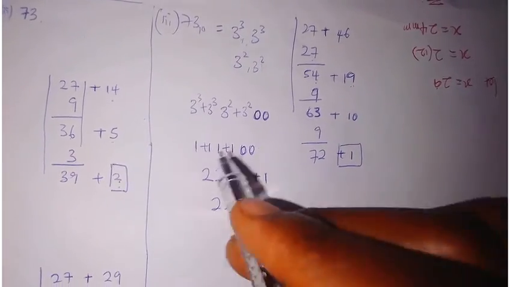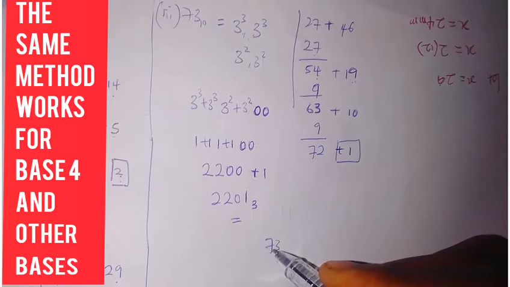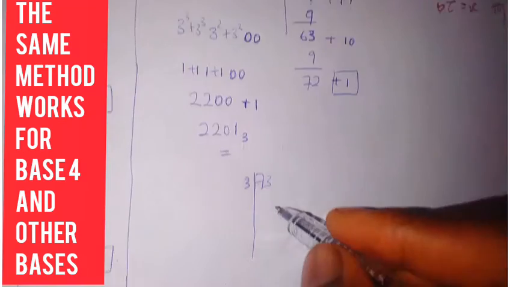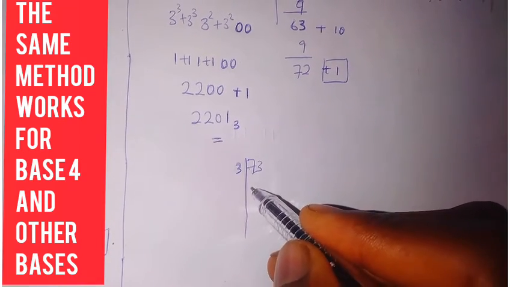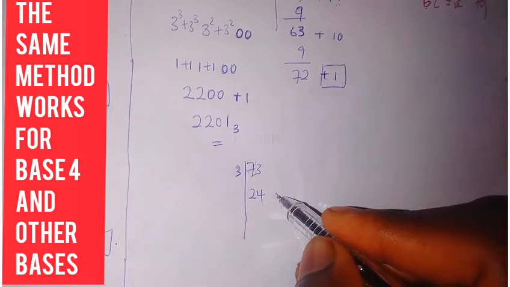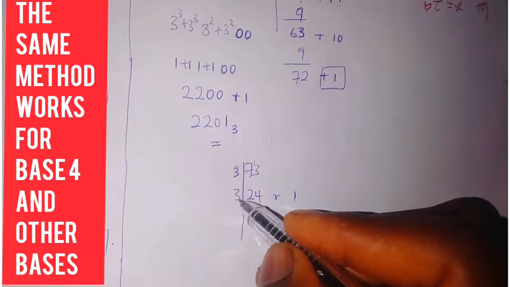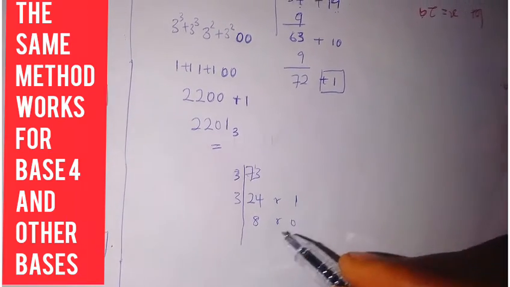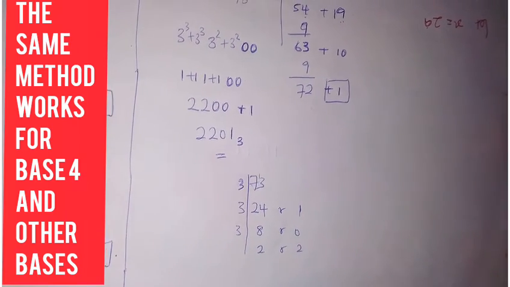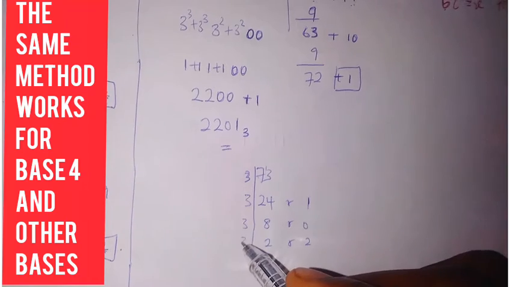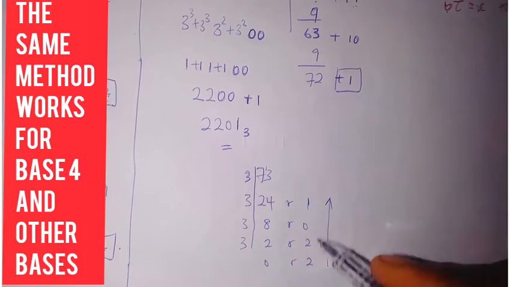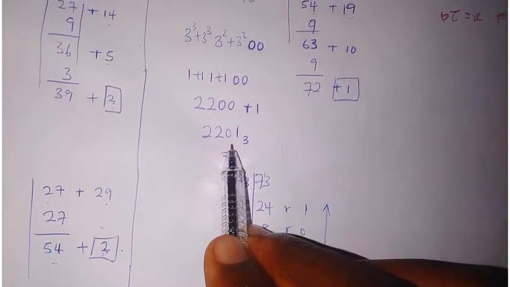Okay, let's just confirm for one of them. Let's check that the answer is correct. Let's use this last one. For 73, divide all through by what? 3. That's base 3, the base. Now, 3 in 73 is what? 3 in 7 is what? 2. Remember 1. 3 in 13 is what? 4. That's 12, you know. Remember 1. Then 3 in 24 is what? 8. Remember what? 0. 3 in 8 is what? 2. Remember 2. Finally, 3 in 2 is what? 0. Remember what? 2. Looking at my answer, I have it as what? 2, 0, 1, which is this. And that's correct.